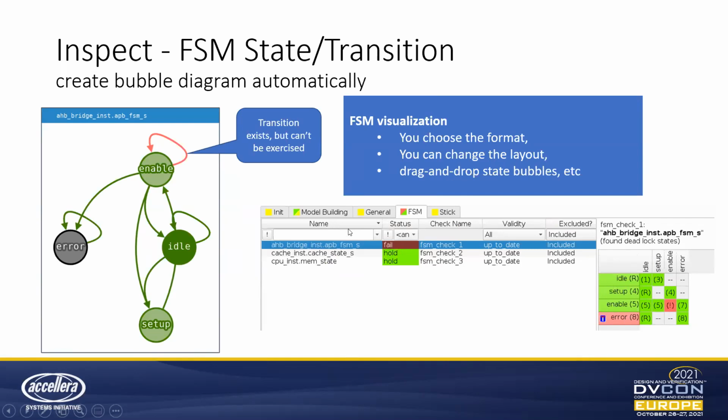And if there is a desire to visualize the FSM as a bubble diagram, which is more familiar to designers, this is also possible with a simple command call, and such a nice bubble diagram will be shown, which will reflect the state of the FSM check. So for example, you can see the error state is dead here, so it's a deadlock here. And for the transition from enable to enable, you can see that the looping transition exists but cannot be exercised. As I pointed out, for the error state, once entered, it can only exit via the reset.